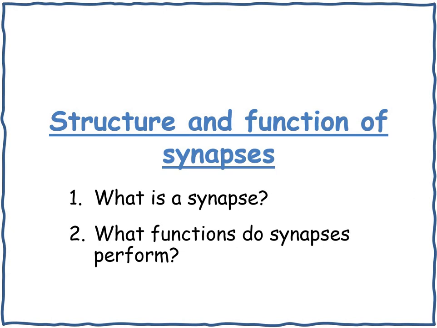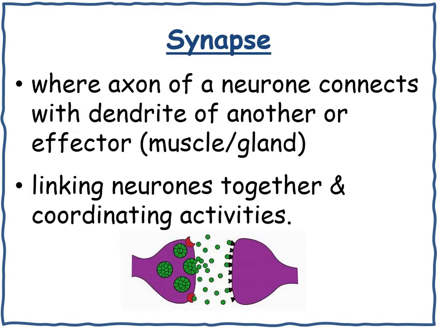Structure and function of synapses. What is a synapse? What functions do synapses perform? So a synapse is where an axon of a neuron connects with the dendrite of another, or connects with an effector, which can be a muscle or gland. So they link neurons together and coordinate activities.